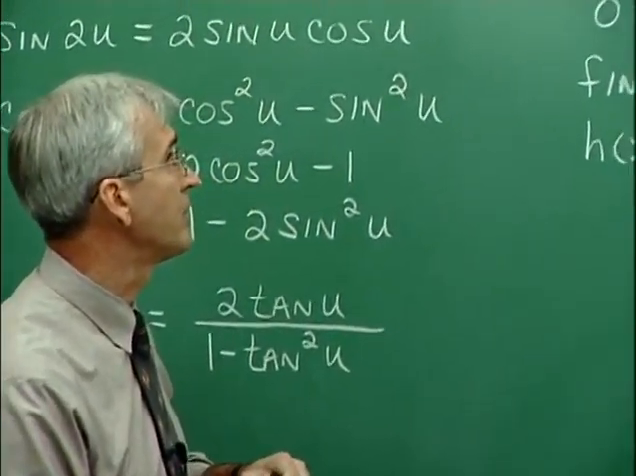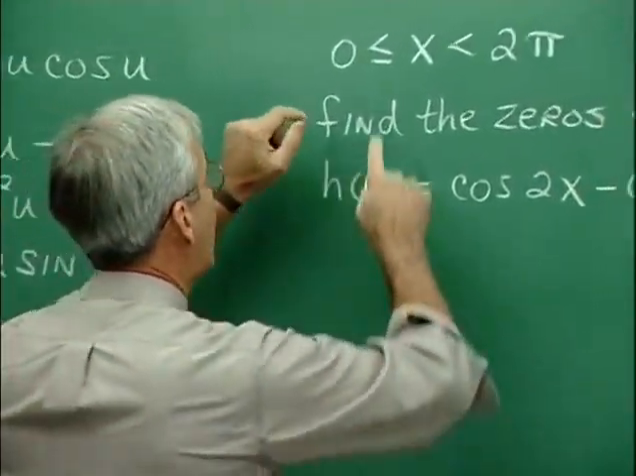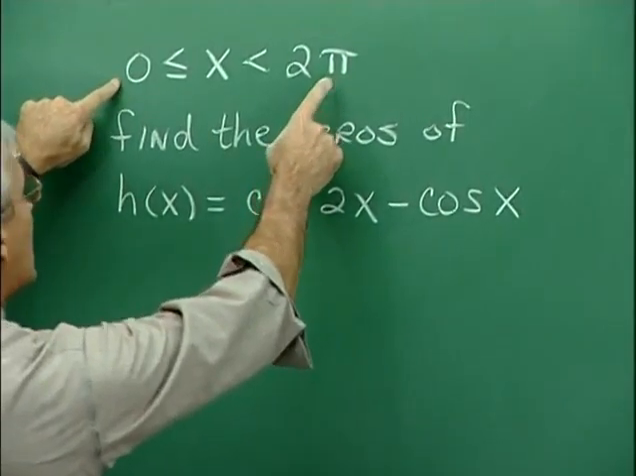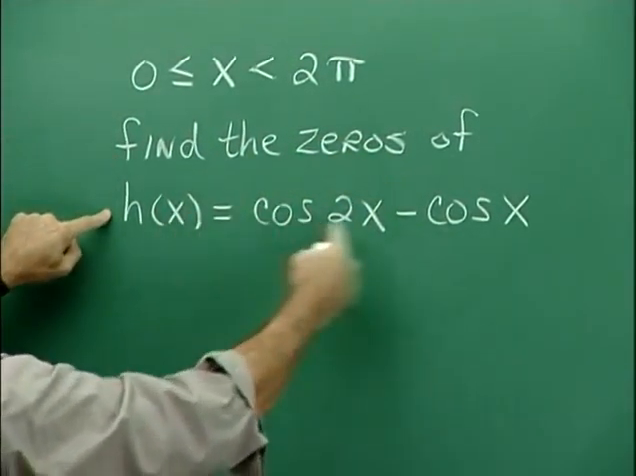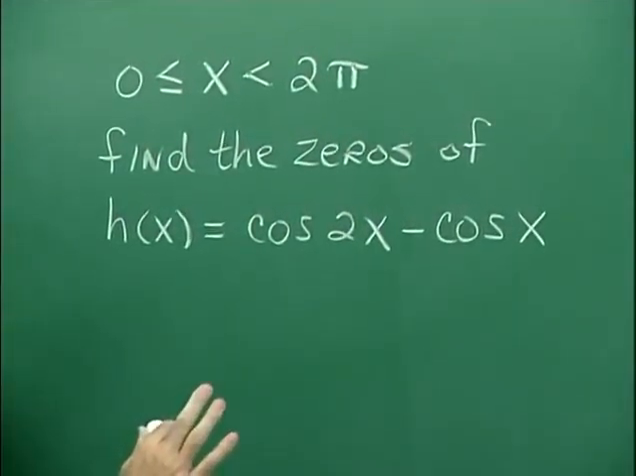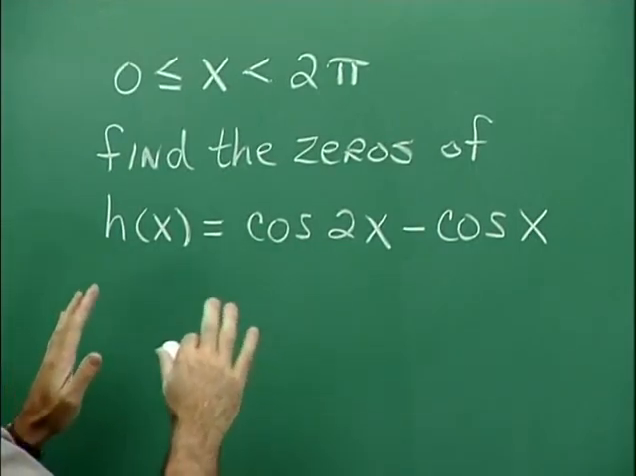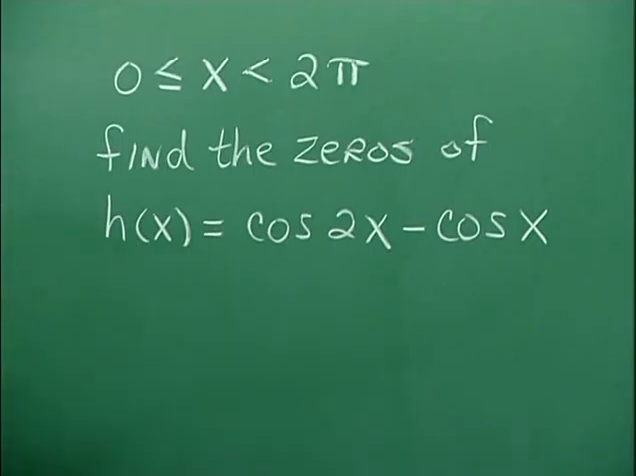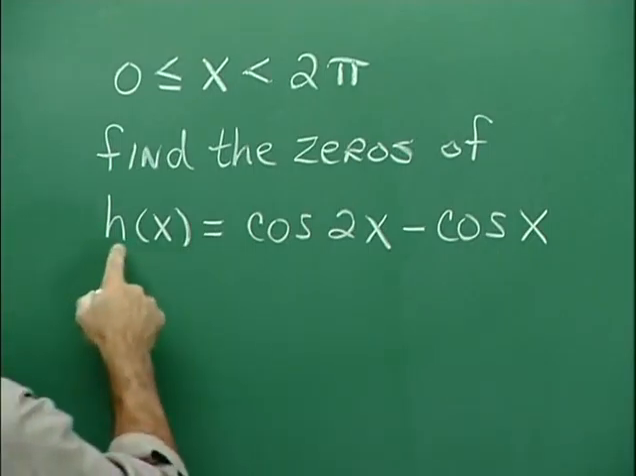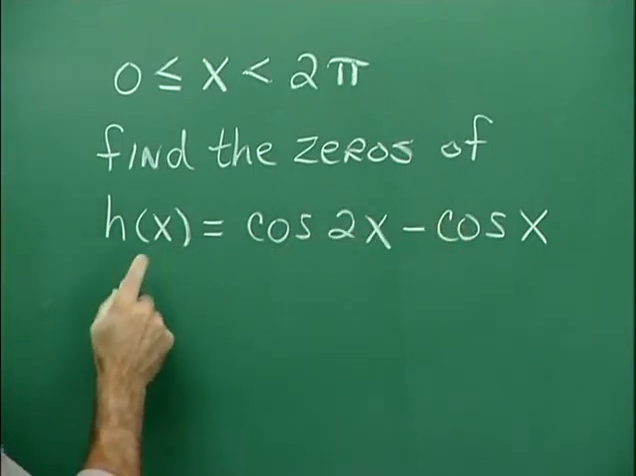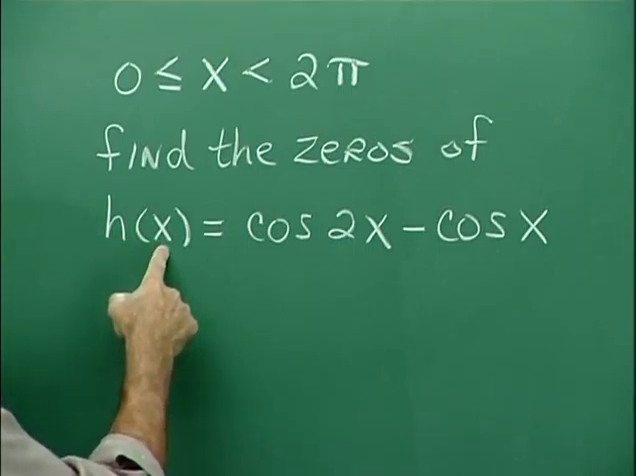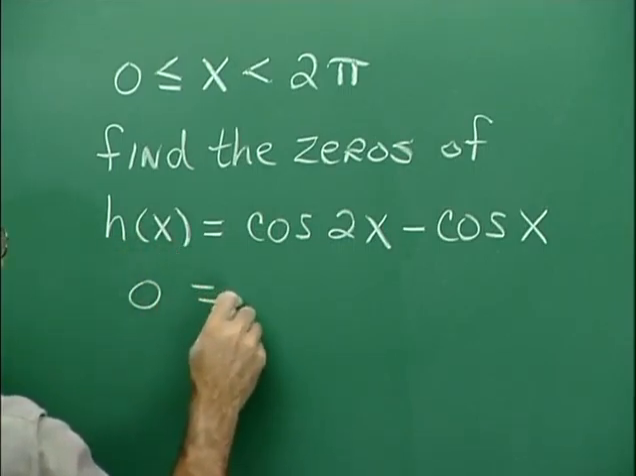Okay, consider this problem. Suppose we're talking about x in the interval from 0 to 2 pi, and we want to find the zeros of this function. The zeros are the places where the graph crosses the x-axis, and zeros of factors, all of that comes into play here. For the zeros of this function, we just set h of x equal to 0 and solve this.